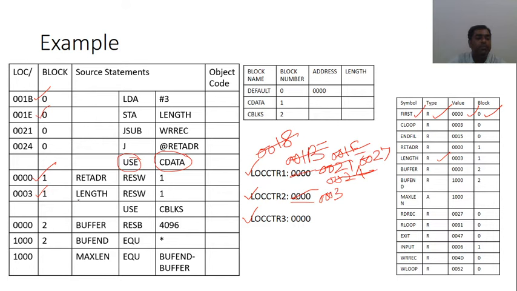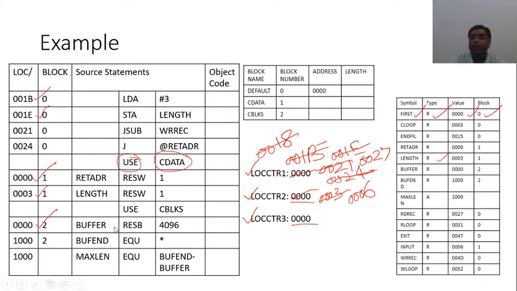Now after this, the instruction is LENGTH RESW 1, reserved 1, that means 3 bytes. So the next location counter value will be 0006. The current value of location counter 2 is 0006. Then the instruction is USE CBLKS. That means the CBLKS block is used now. So these instructions, or you can say BUFFER, BUFEND, will be from block 2. This is written here block 2. And the current value of location counter 3 is 0000. So the address corresponding to this instruction is 0000.